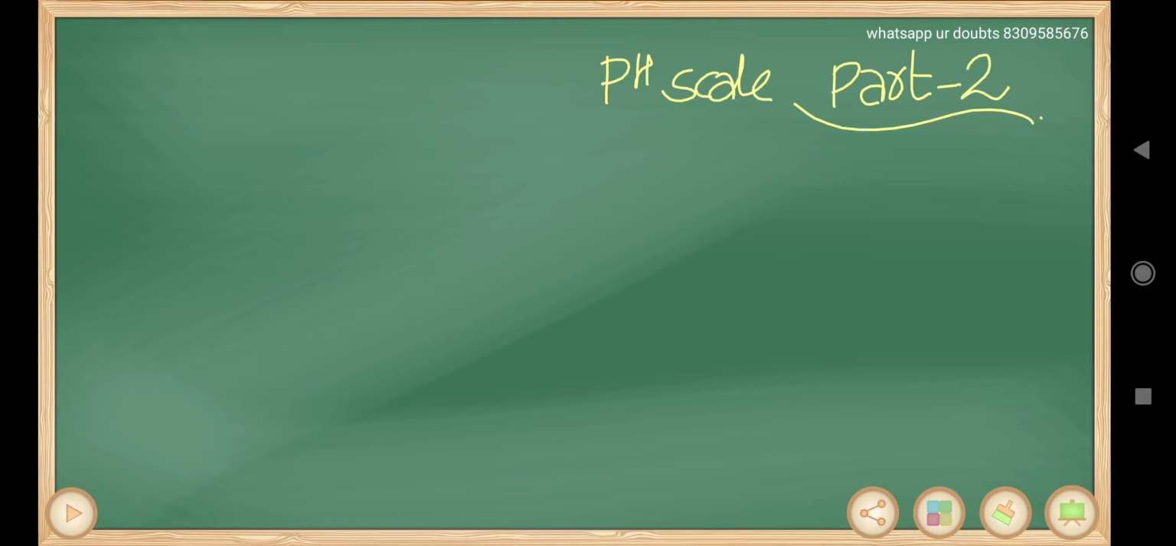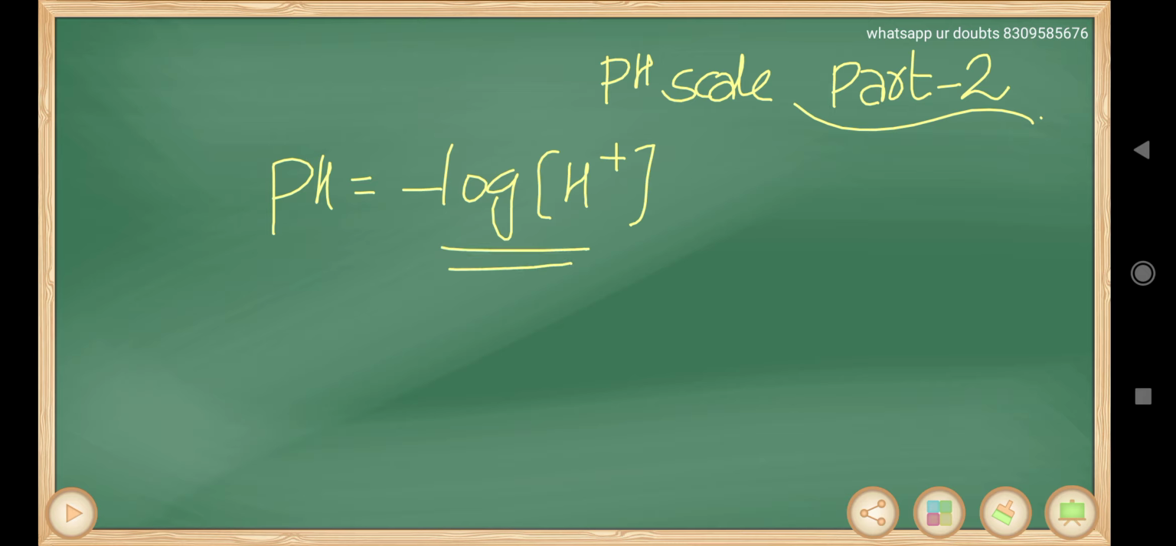pH scale. We were discussing pH. pH is equal to the negative logarithm of the H plus ion concentration. What will be the pH values in general at 25 degrees Celsius for an acidic solution and a basic solution, all these points we were discussing in part 1. In this part 2, we'll go with dilution and so on.